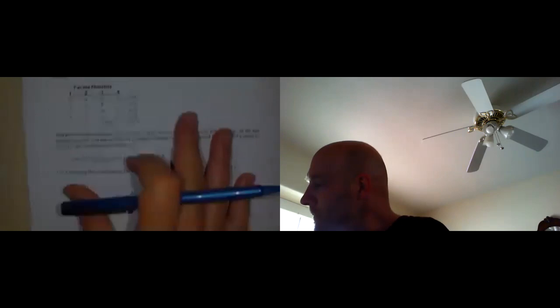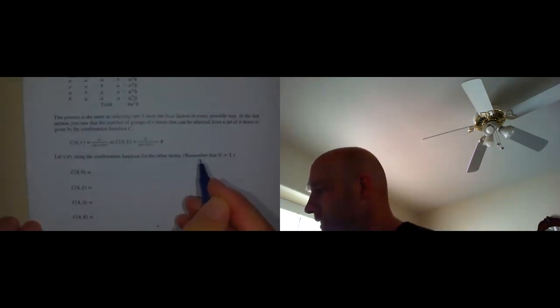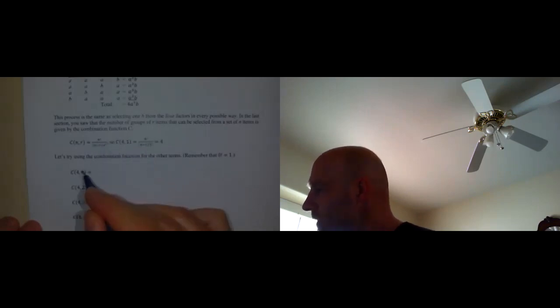Of course, we could find the terms of an expansion by actually multiplying all the factors, and that seems like a big pain in the tush. Let's try using the combination function for other terms. So remember what the combination function looks like.